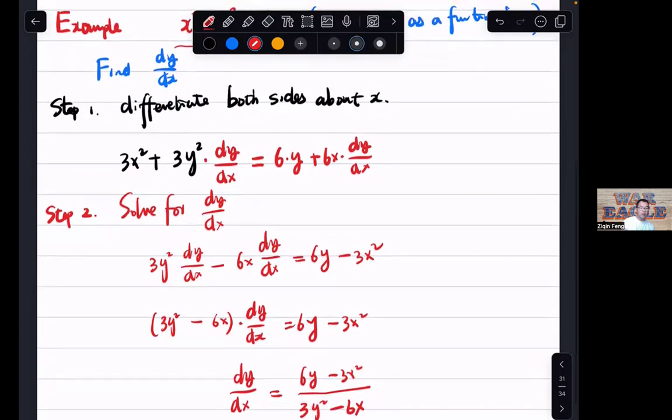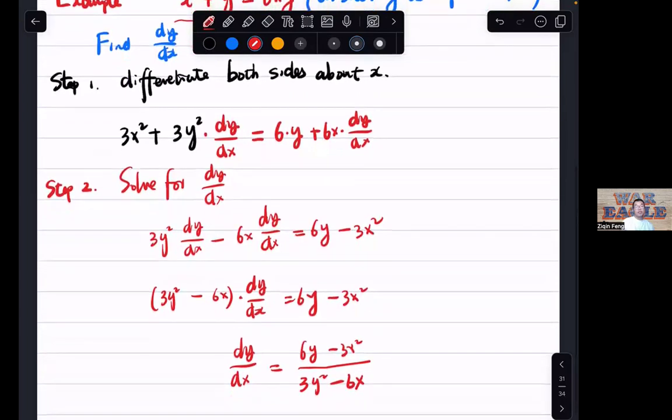So this is how we apply implicit differentiation to get the derivative of a given function if the function is given in an implicit form.